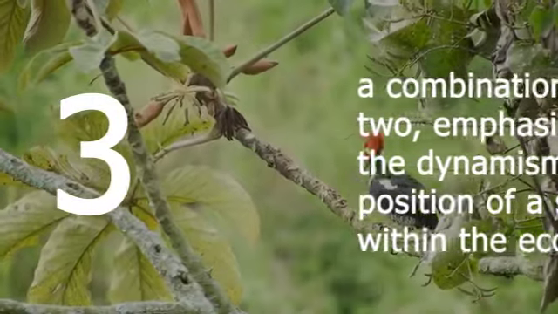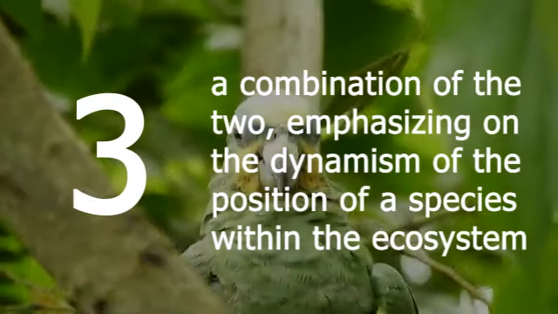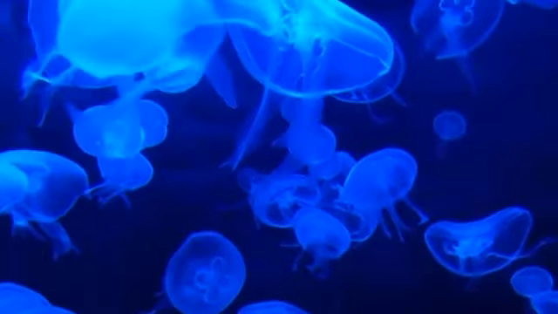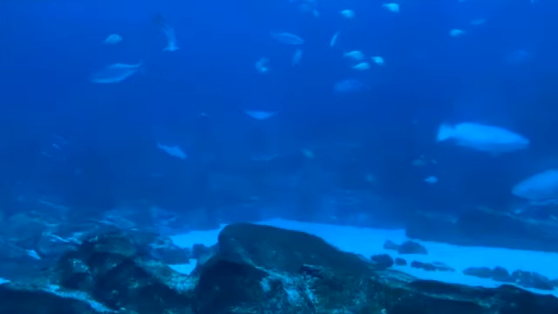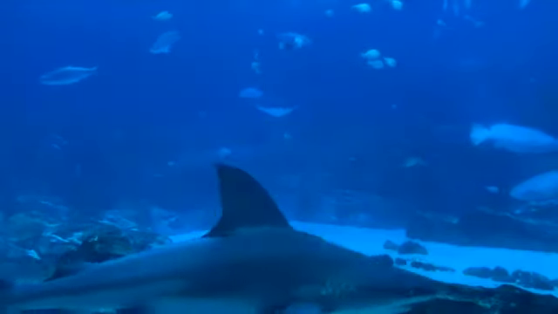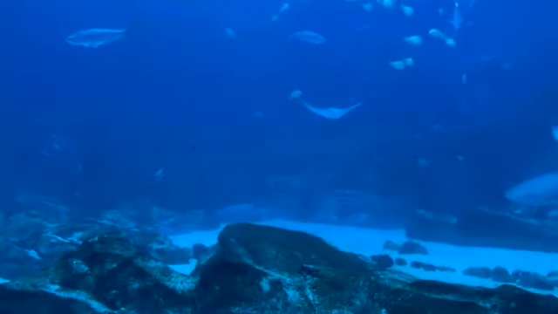The third approach combines concepts of the first two, emphasizing on the dynamism of the position of a species within the ecosystem. It considers the requirements necessary to maintain the population of a species, but it also notes its role and how it can be modified depending on its coexistence with other organisms, especially in interspecific interactions. For instance, a species may be able to live in a specific type of environment or its fundamental niche, but it will only occupy a narrower range or its realized niche due to the existence of competitors. And that ends the discussion about niche.